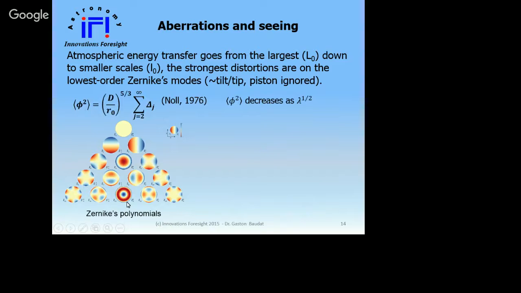Noll, in 1976, looked at that and described statistically how the seeing impacts those different levels of aberrations. If you look at the total variance of the phase error, it's a function of this D over R0 ratio. So when D over R0 goes up, the error goes up, which shouldn't be surprising because we are further and further away from the diffraction limit. And then it is the sum of those delta J, and those coefficients are the different types of aberration.